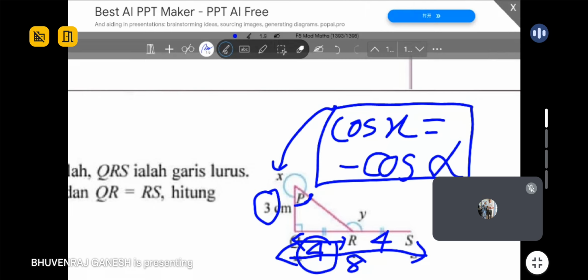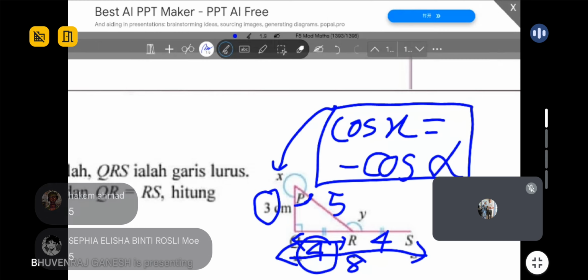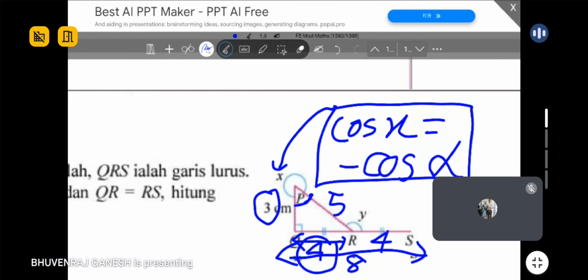So can anyone tell me PR? Apa panjang PR? Segitiga ni. What is the length? Anyone? Panjang PR. Berapa kamu dapat? Okay, using Pythagoras theorem, you should get 5 lah for PR. So now you can find cos alpha.